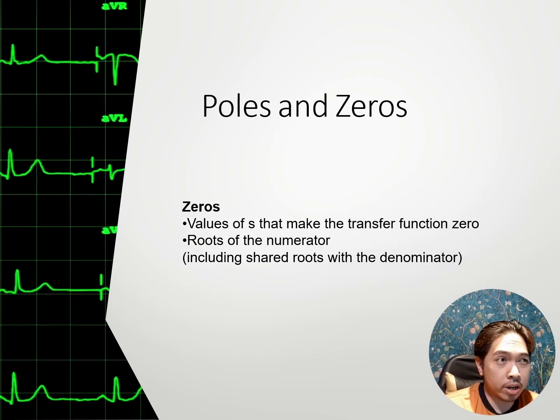Now when we're talking about zeros, zeros are the values of s that make the numerator of the transfer function equal to 0. These are the points where the system's output is completely suppressed even if there's an input. So zeros act like filters. They shape how the system responds to different frequencies, and they can cancel out certain behaviors or reinforce others depending on their location.